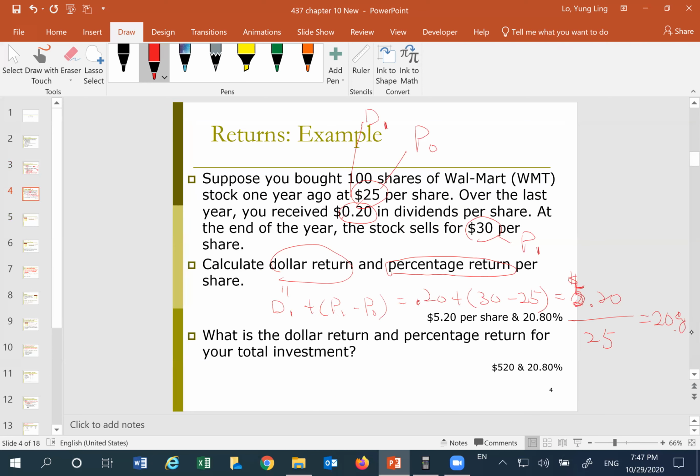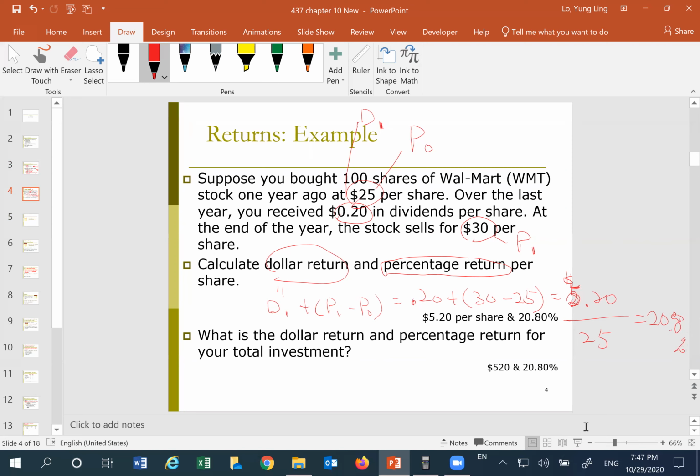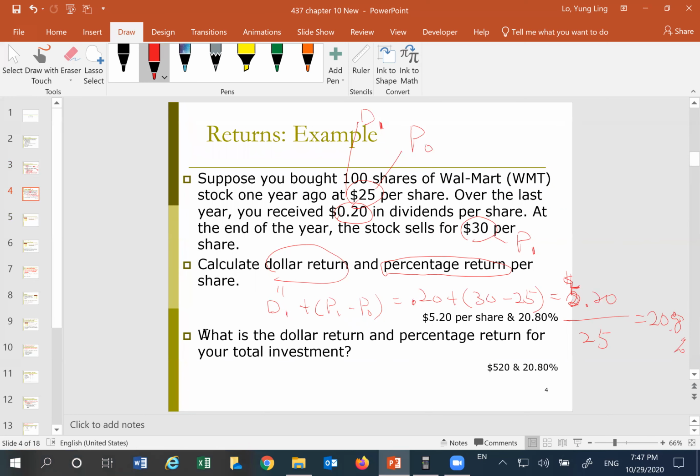Okay, 20.8%. I'm at the edge of the screen, so it's hard to write. Or if I bring up my calculator, I can plug in $5.20 in the numerator, divided by $25 as my P0. Okay, so 20.80%. So the next question is, what is the dollar return and percentage return for your total investment?